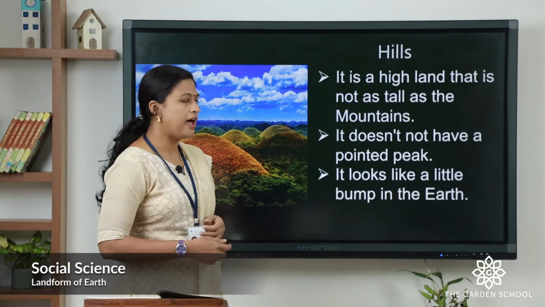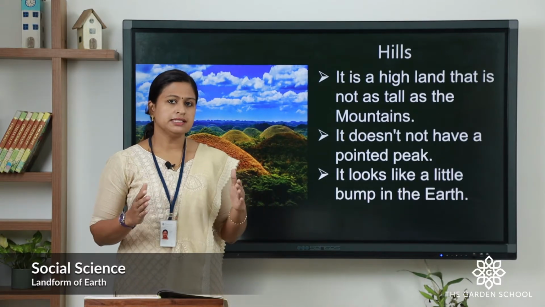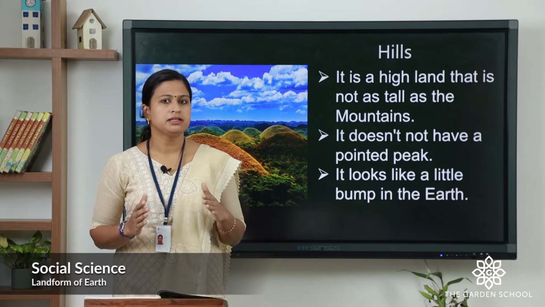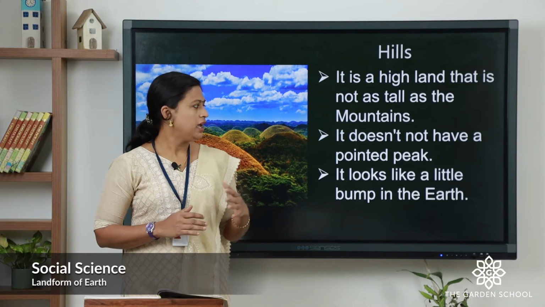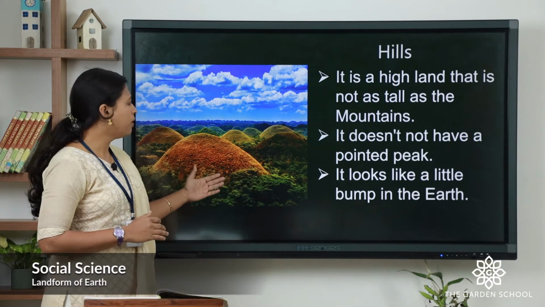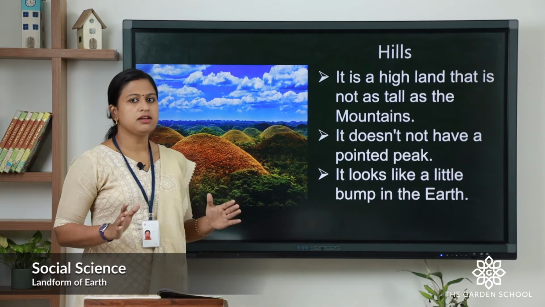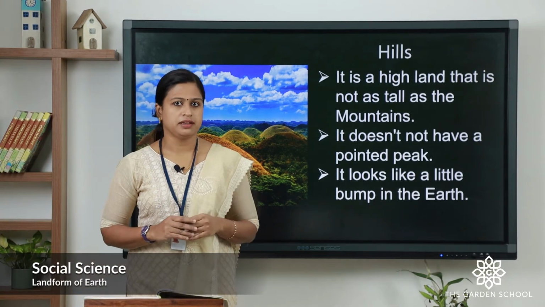Next, we have hills. It is also a highland, but it is not as high as the mountains. It looks like a hump on the earth. It does not have a pointed peak.